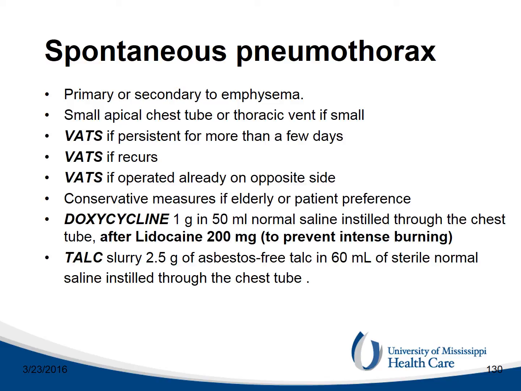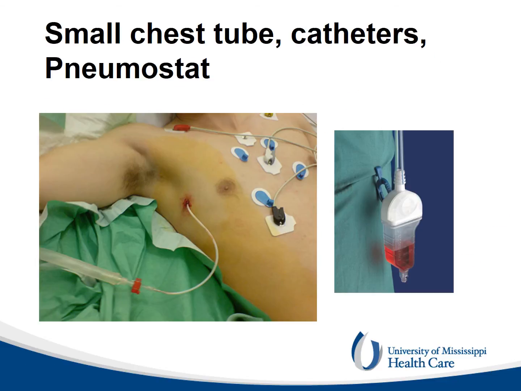Video-assisted thoracoscopy wedge resection of the air leak area is indicated when the air leak lasts more than a few days, or is recurrent, or the patient has been already surgically treated on the opposite side. In those patients where conservative measures are preferable, doxycycline or talc can be tried to control the air leak. This picture illustrates the placement of a small pigtail catheter and connection to a pneumostat.